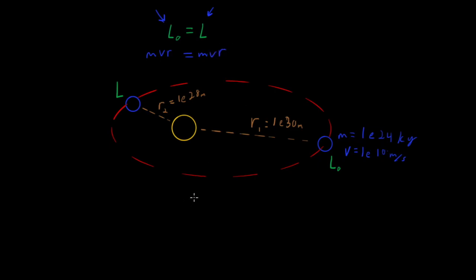There's three variables. So we can say the mvr here, well, that's going to be 1e24 times 1e10 times 1e30. And that'll be equal to the angular momentum here, which our mass doesn't change. Our mass is still going to be 1e24. Our velocity has to change because our radius is changing. It's going to be 1e28.